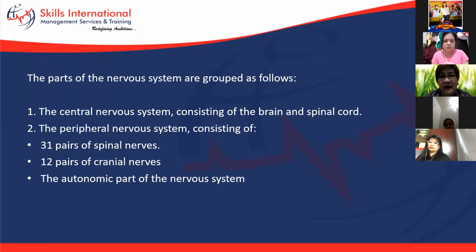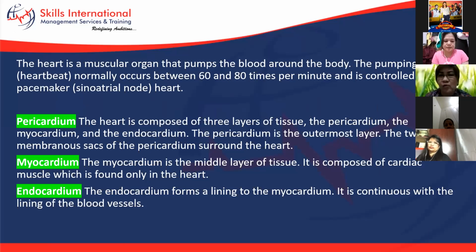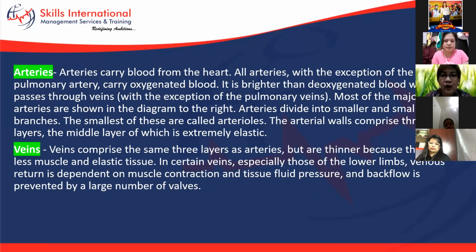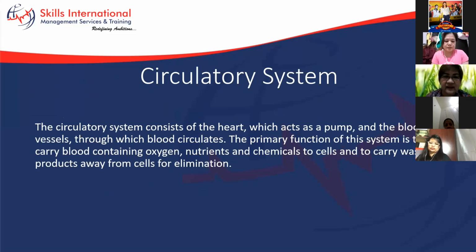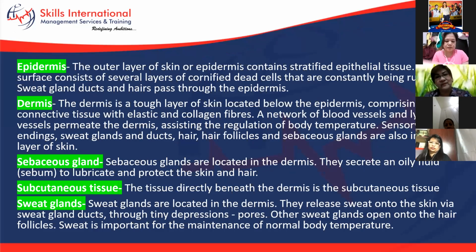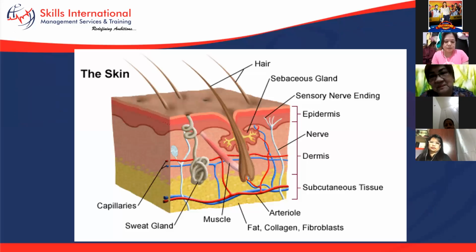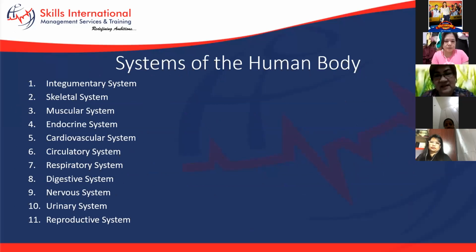Is there anybody who has an idea of how many systems we have in the human body? So far, it is the first time that you have heard about it. Anyway, we have the 11 systems of the human body.